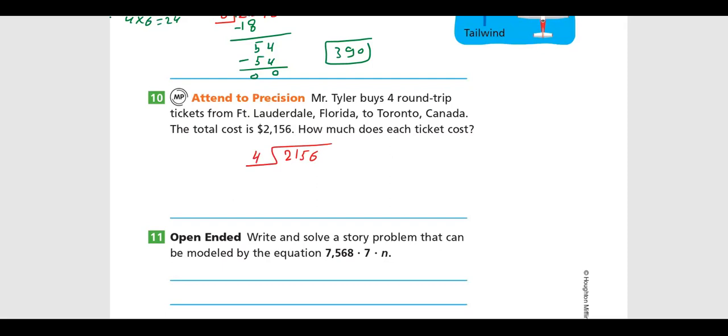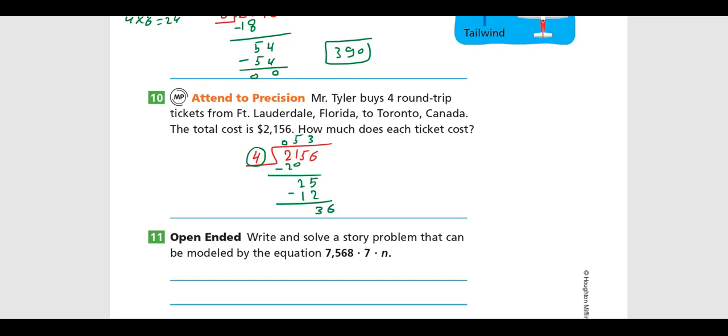So 2 divided by 4. How many 4 in 2? It will be 0. How many 4 in 21? It will be 5. 5 times 4 is 20. Subtract, 1 minus 0 is 1. Copy down 5. How many 4 in 15? It's 3. 3 times 4 is 12. Subtract, 5 minus 2 is 3.